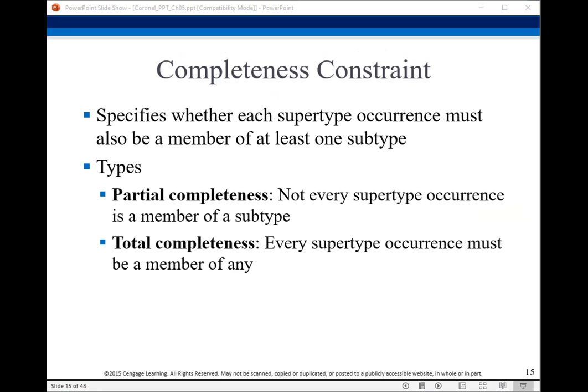So we have this idea of completeness. Does each supertype have to have a subtype? A partial completeness means not every supertype occurrence is a member of a subtype. Total completeness means that every supertype occurrence must be a member of one of the subtypes.